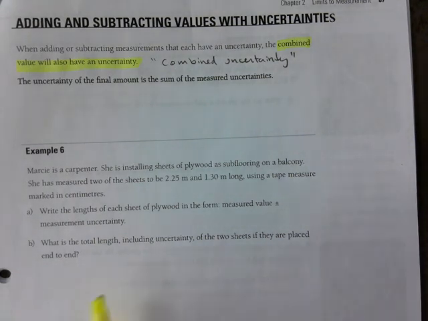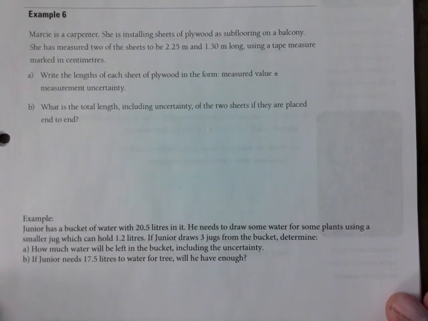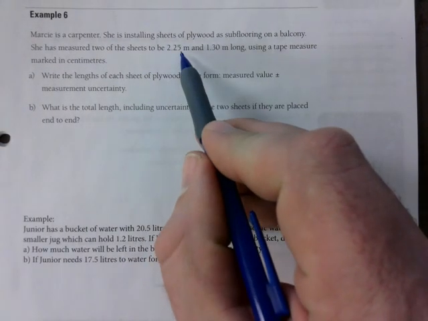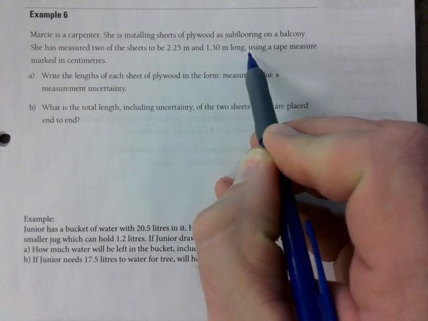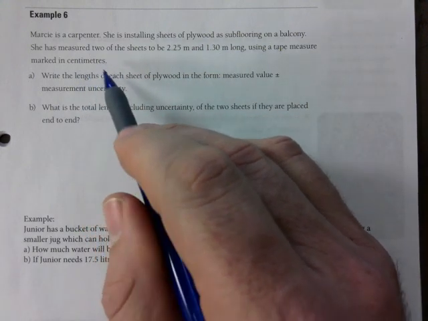Okay. Continuing. So let's do that example. Marcy is a carpenter. She's installing sheets of plywood as subflooring on a balcony. She measured two of the sheets. One is 2.25. The other one is 1.30 meters long, using a tape measure marked in centimeters.